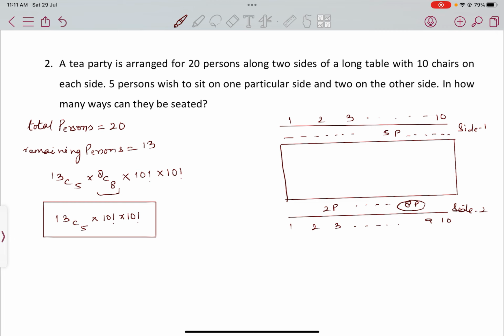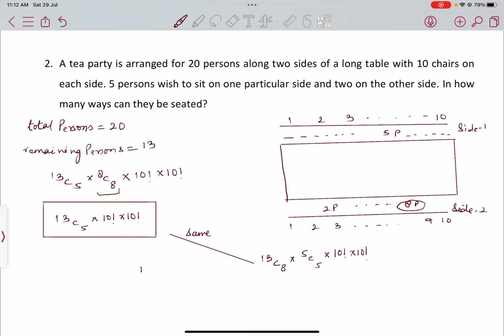Out of 20, 7 have selected their sides, 5 to one side and 2 to the other side. So the remaining 13 are free candidates. You can imagine they are free candidates. They have not selected their side to be seated. So out of 13, whether you select for side 2, that is 13C8, for side 2 8, and the remaining 5 for side 1. On both sides there are 10 candidates, so the 10 persons will sit in 10 factorial ways and the other 10 factorial ways. This and this are the same.